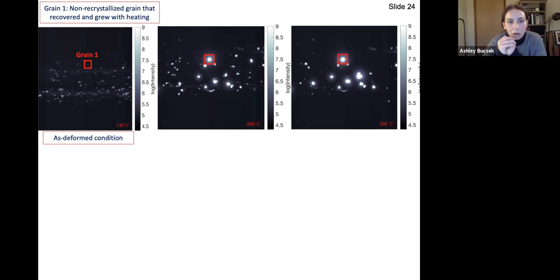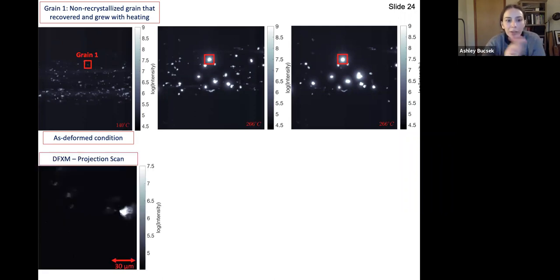So this is one of those grains. This grain existed in the initial microstructure in the as deformed condition. And contrary to our textbook view of recrystallization, it didn't get consumed by that recrystallization process. It stuck around, it recovered, and then it grew, and then it was still in the microstructure in the fully recrystallized microstructure. So here, we did projection scans on this grain and layered scans, but I'm only showing the projection.